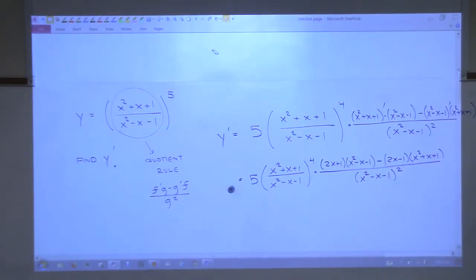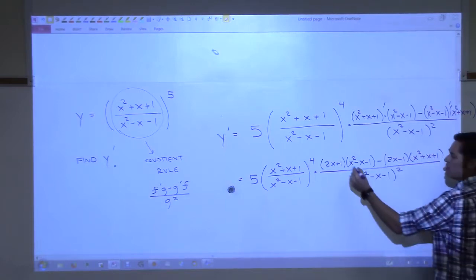And this is our raw derivative right here, right? At this point, we have done the calculus. We've differentiated, and all is good. Yes? Questions? Now we could clean this up a little bit.